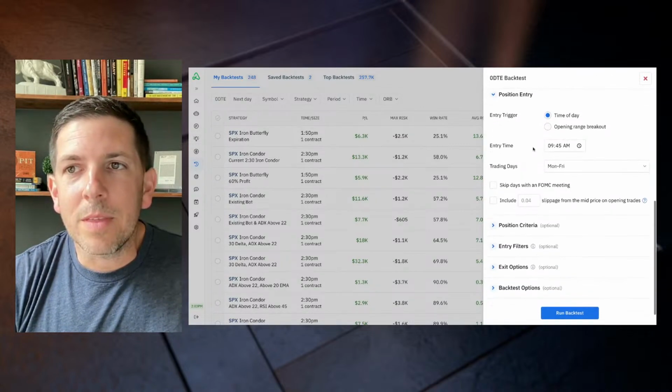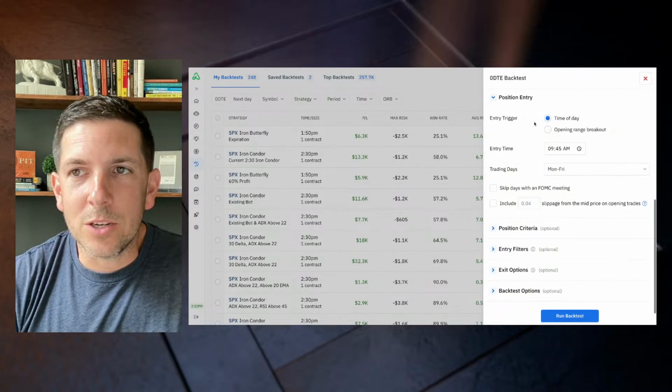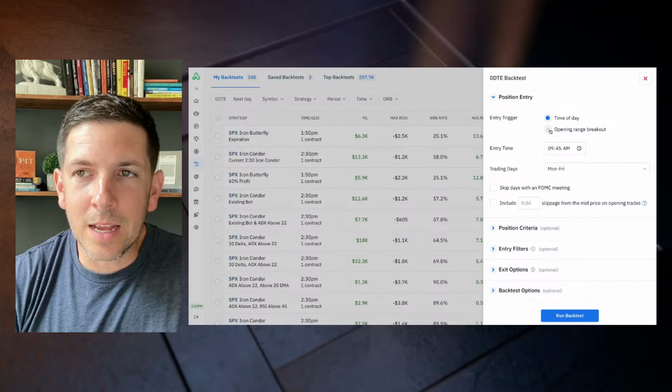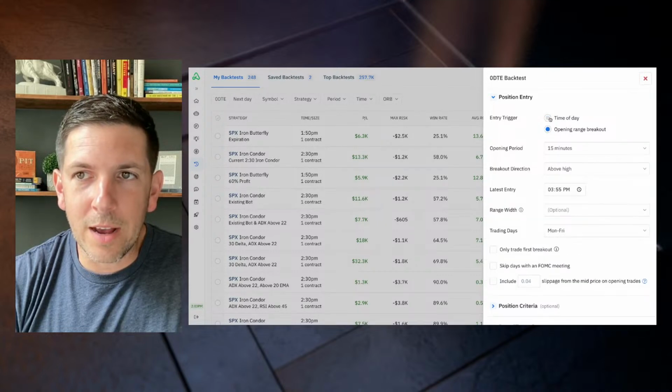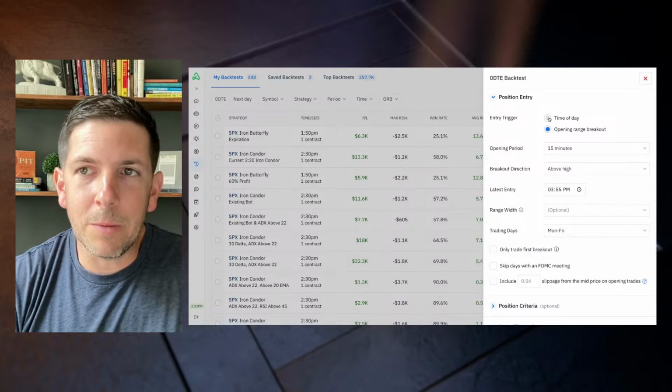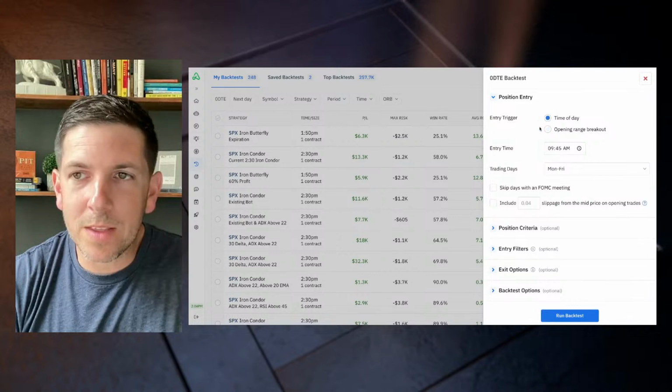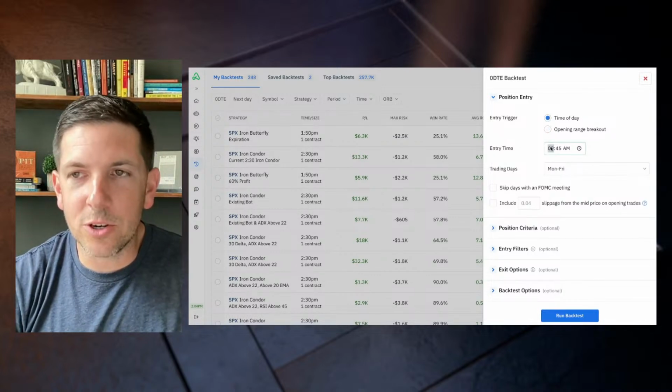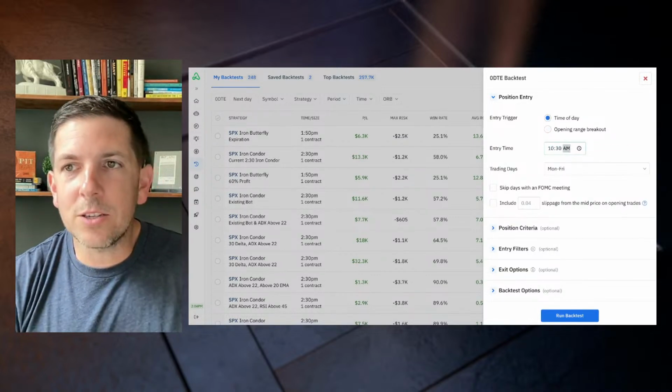Position entry time. This is the time of the day that you want to enter the position. You can do time of day, or like I said, you can do the new opening range breakout. Again, we'll go through that example here in a minute, but you can do time of day. Time of day just says when do you want to open this position, or generally when do you want to open it. Let's do 10:30 a.m.